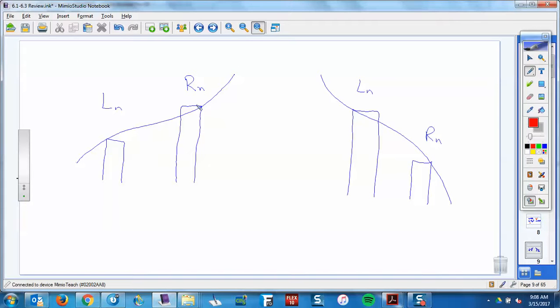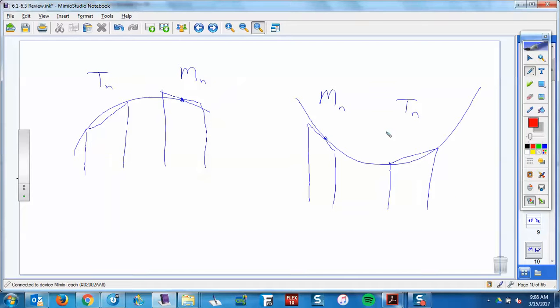So when a graph's increasing, rights are over, lefts are under, and vice versa. And we talked about midpoints and trapezoids kind of go together. It's the concavity, so concave down, a midpoint's going to be over. Concave up, a midpoint's going to be under, because a midpoint's like a trapezoid that's tangent. So it's like a tangent trapezoid, whereas an actual trapezoid goes from the endpoints. So a trapezoid would be over in this case, and a trapezoid would be under in this case.